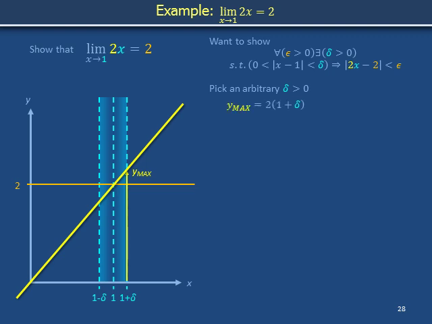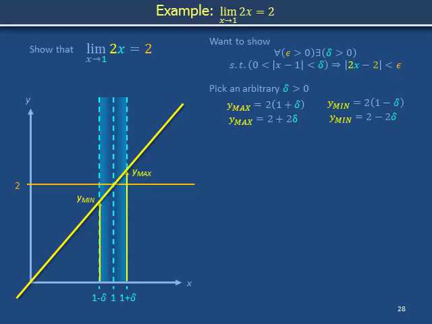Y max equals 2 times the quantity 1 plus delta. This yields 2 plus 2 delta. This shorter vertical yellow arrow is plotted precisely at x equals 1 minus delta. Y min denotes a lower bound on values that f of x can take within the blue shaded bands. No value of f of x in the blue shaded region is as small as y min. Y min equals 2 times the quantity 1 minus delta. This yields 2 minus 2 delta. The values of f of x in the blue shaded bands are between y max and y min.